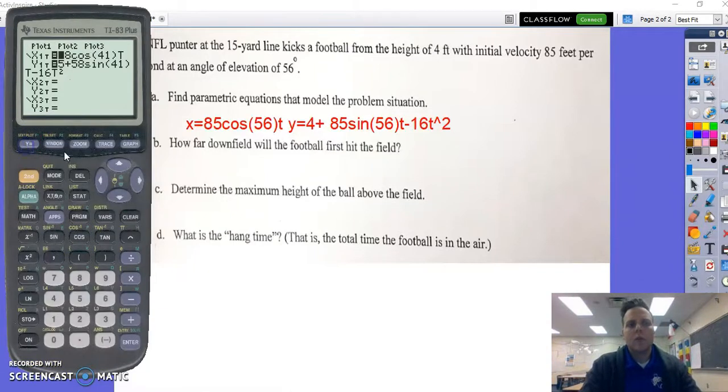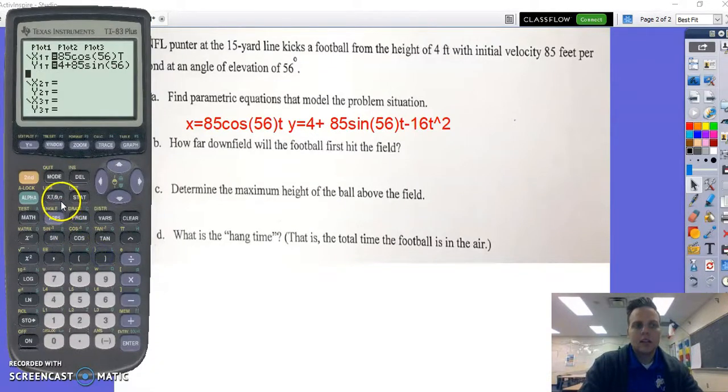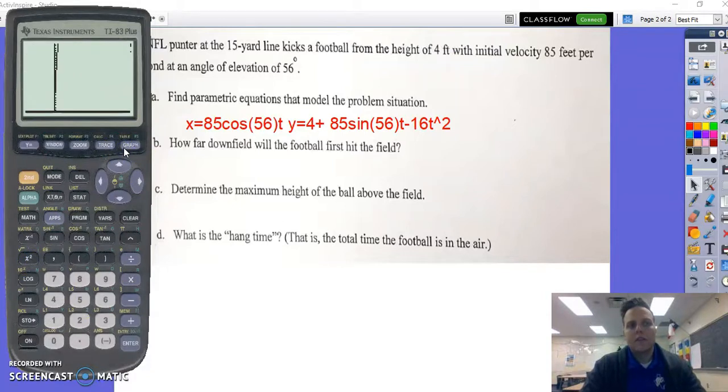So we pull it up, we go to y equals. We're going to type in our new equation, 85 cosine 56 t. Oh, I typed 26, 56 t. Then we're going to type in our new y equation, 4 plus 85 sine 56 t minus 16 t squared. All right, we're going to hit graph, and we see it.